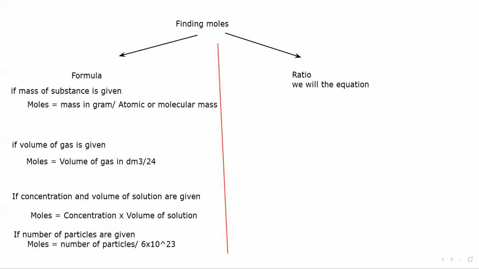So these are the 4 formulas of the moles. Number 1, if the mass is given. Number 2, if the volume of a gas is given. Number 3, if the concentration and the volume of the solution are given. And number 4, if the number of particles is given.